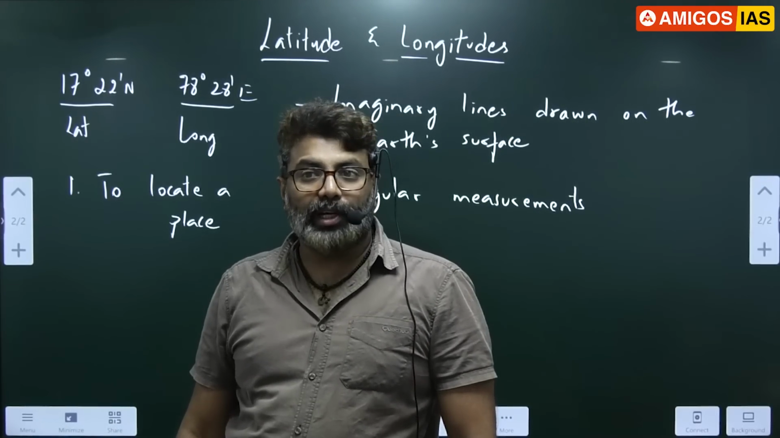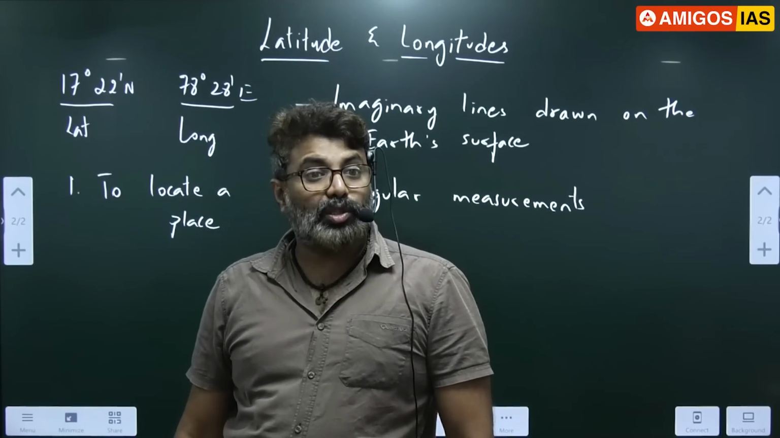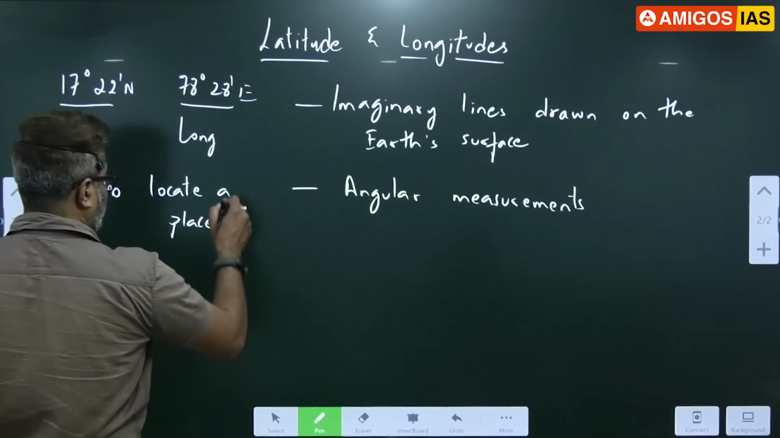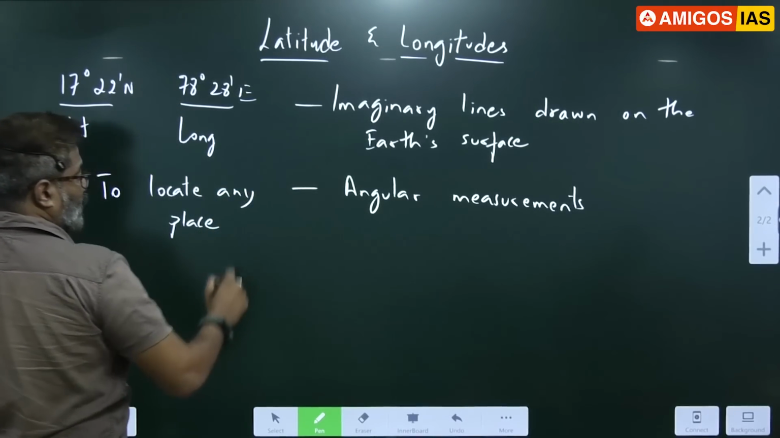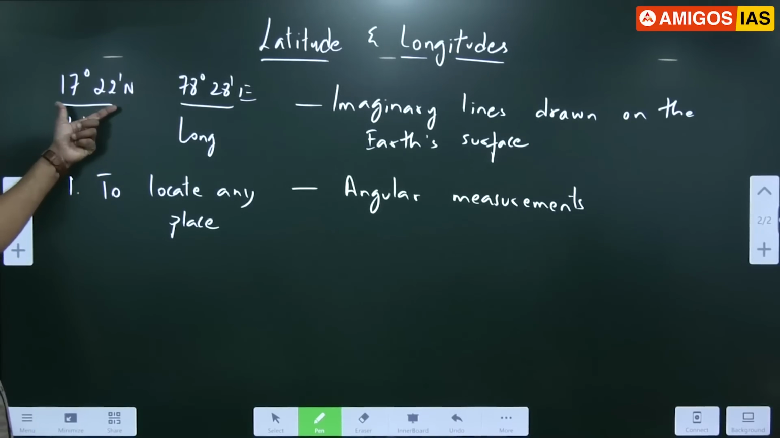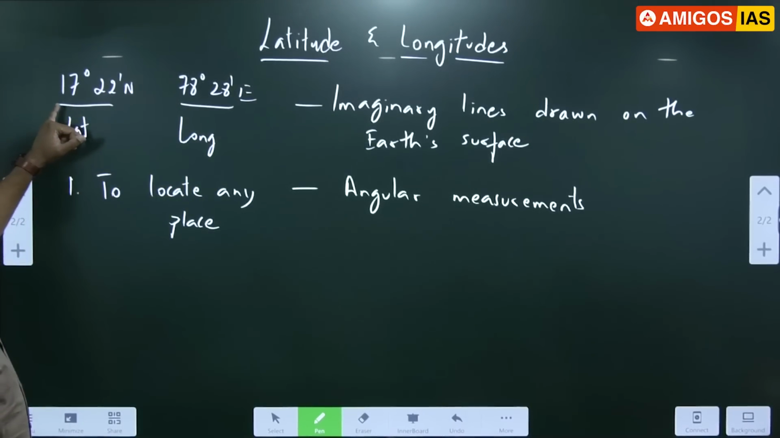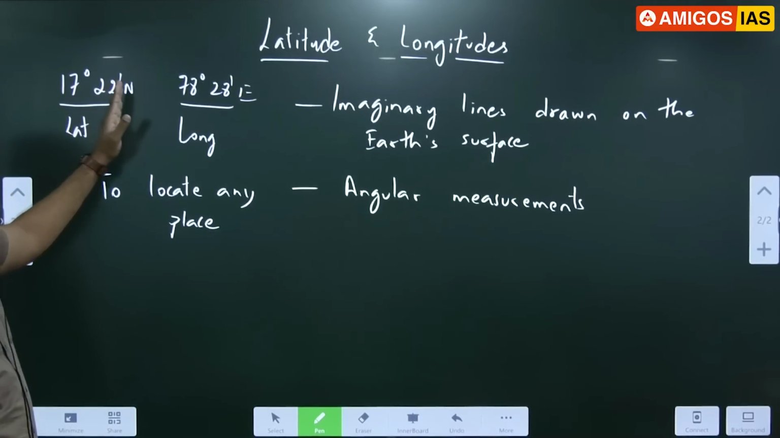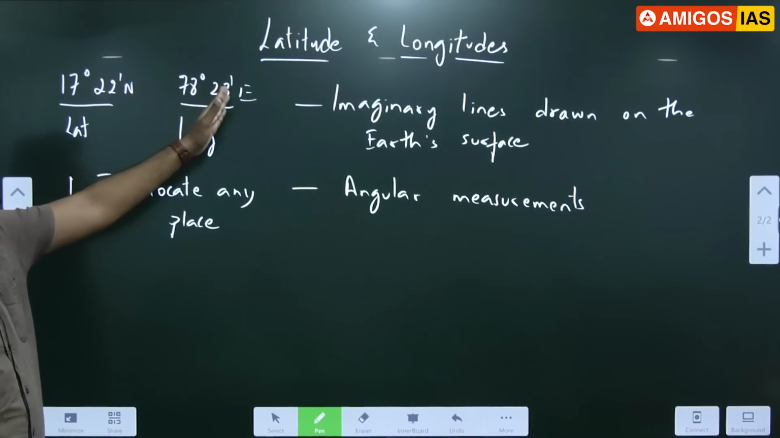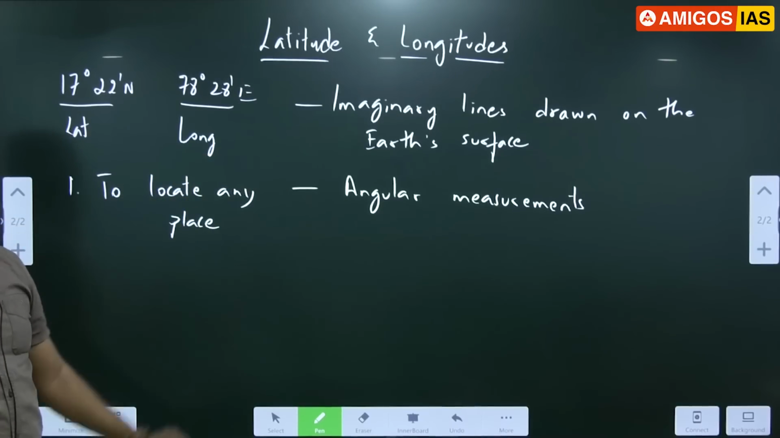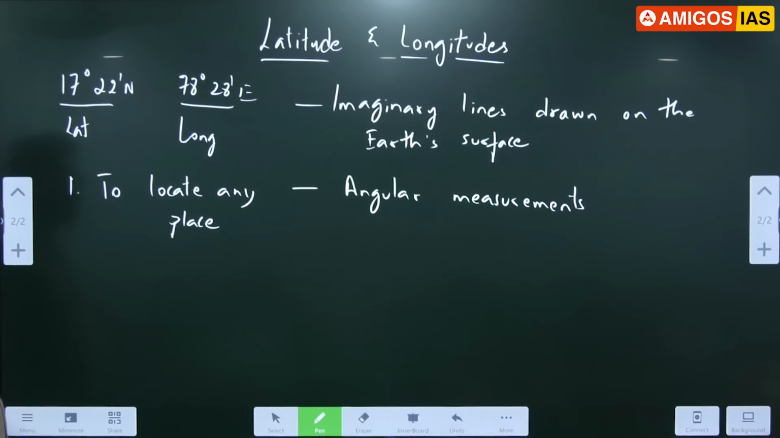So latitudes and longitudes help us to locate any place on earth. First you can see latitude, then longitude. Here, how to read the number? 17 degrees 22 minutes. Further, seconds will come. Here only degrees and minutes are given. Degrees are divided into minutes, and minutes are divided into seconds.